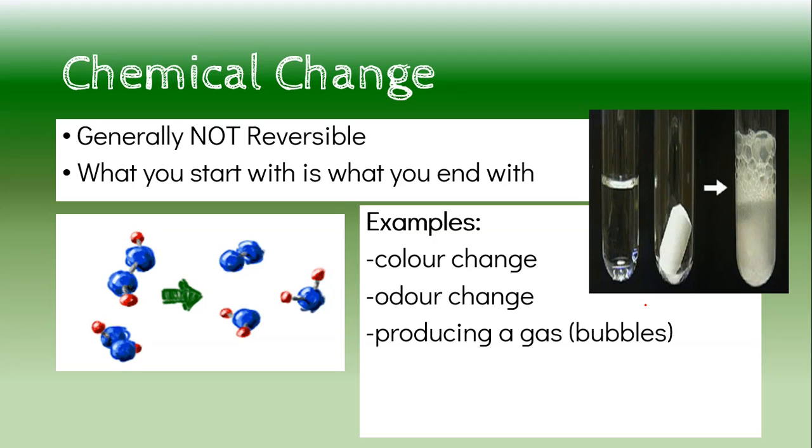All right, the next one here is producing a gas. You typically see those bubbles. So look at my example here, right? The clear liquid, we got a solid. This right here is the bubbles. It's bubbling and fizzing. That tells you a chemical reaction is taking place.